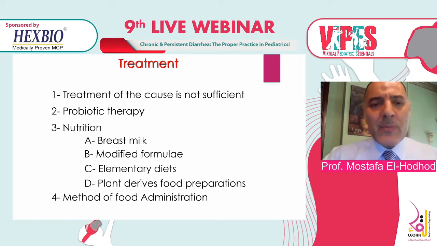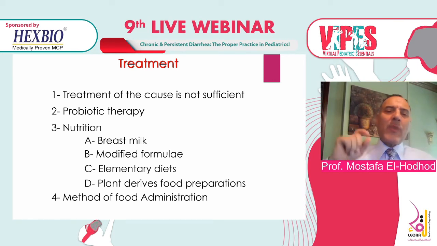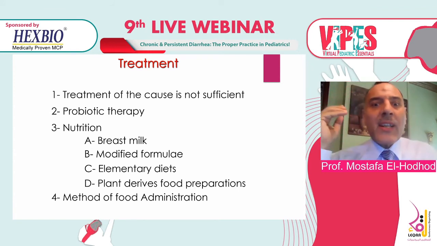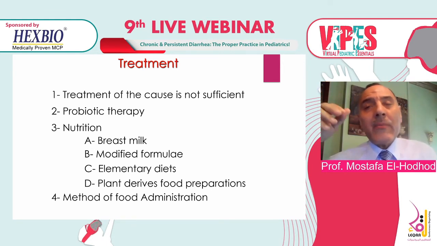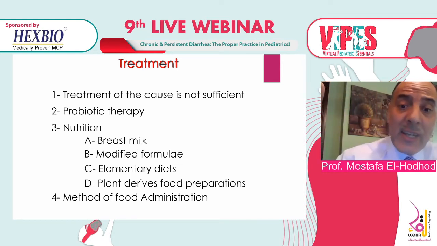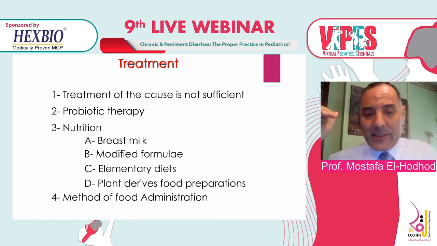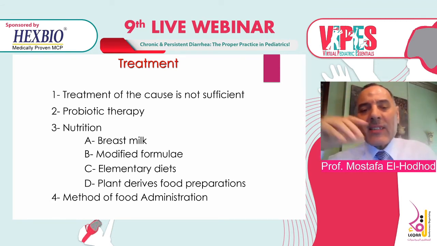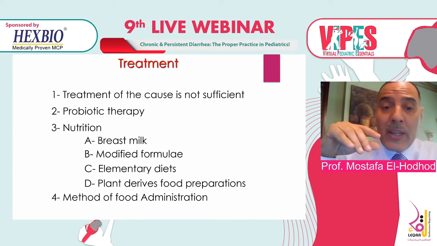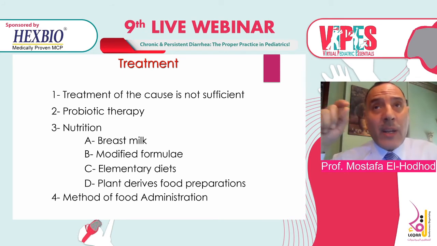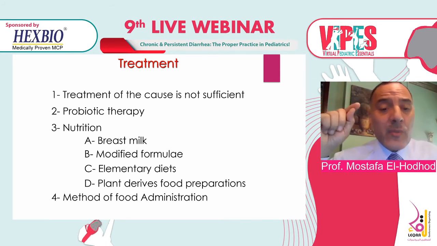Many publications about probiotic therapy with different strains in cases with persistent diarrhea, nutritional manipulation, and the best of which is breast milk. Modified formulae may help in this issue, whether by decreasing the lactose or by making it hypoallergenic, partially hydrolyzed, or even using an elemental diet, or using plant-derived food preparations. All these manipulations may succeed, and actually a doctor should be like a tailor who is aware to which case he can use which type.